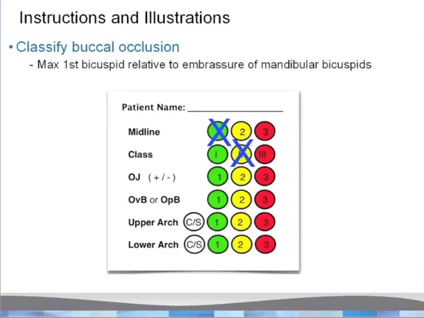If the anterior-posterior relationship is different from one side of the arch to the other, let's say the right side is class 1 and the left side is class 2, then you will use the highest classification. So if you had a mixture of class 1 and class 2, you would just pick class 2 because that's the higher classification of the two. So now we've answered our first two questions on the grid.